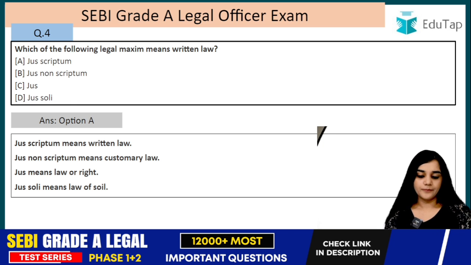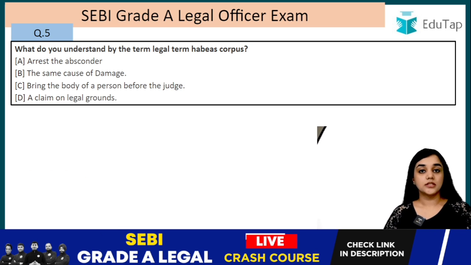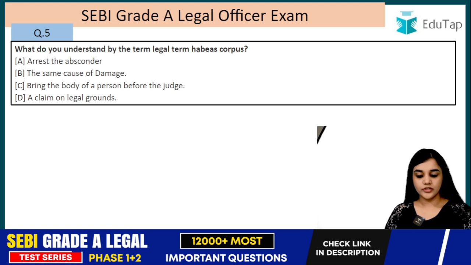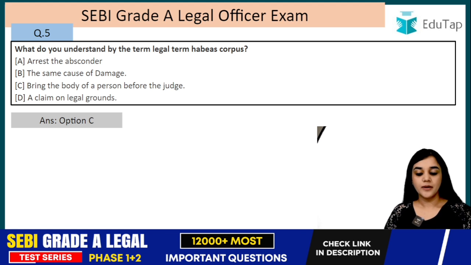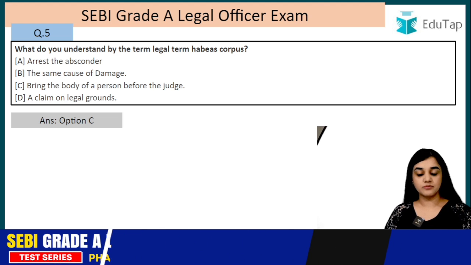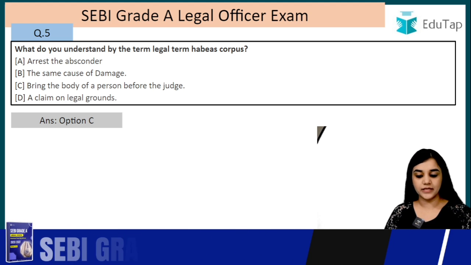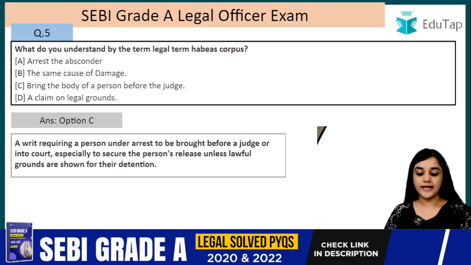Question number 5. What do you understand by the legal term habeas corpus? We all are aware of this. This is option C, that is bring the body or the person before a judge. So it is a writ that has been mentioned in our constitution and it means bring me the body, right? Bring the body or the person before the judge.